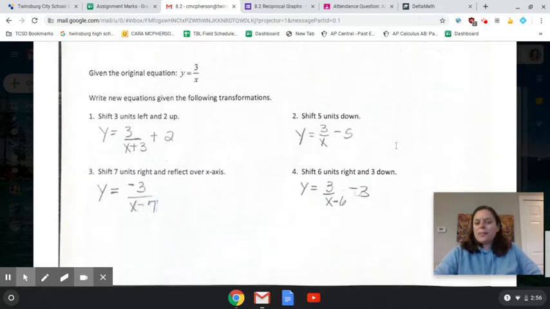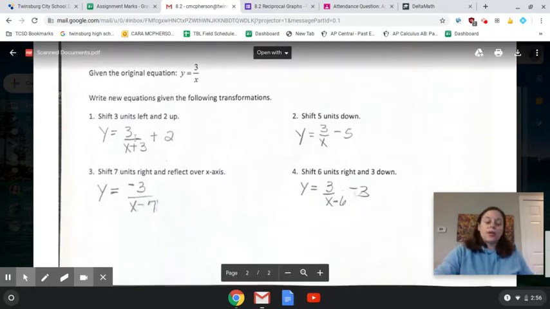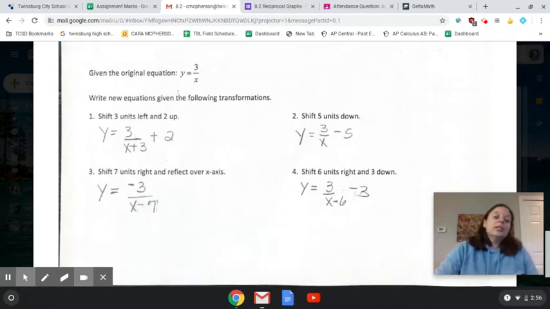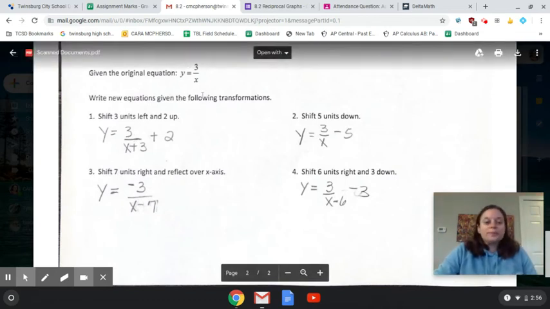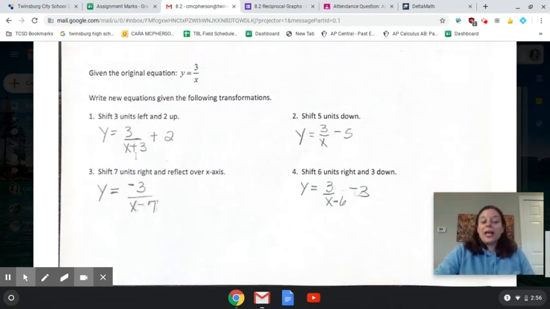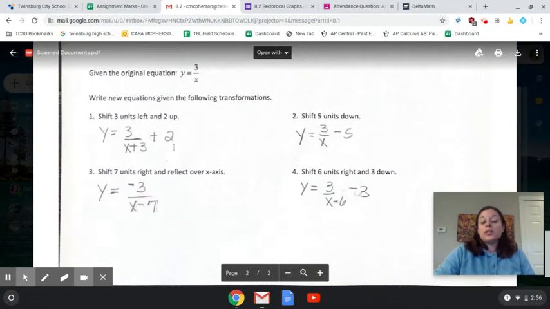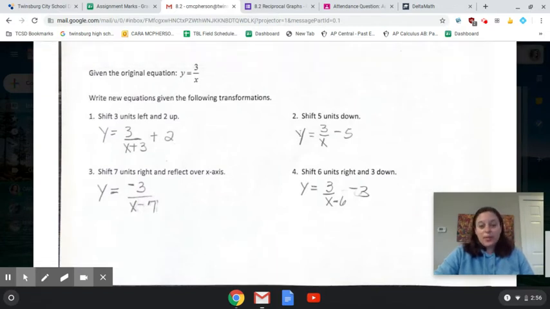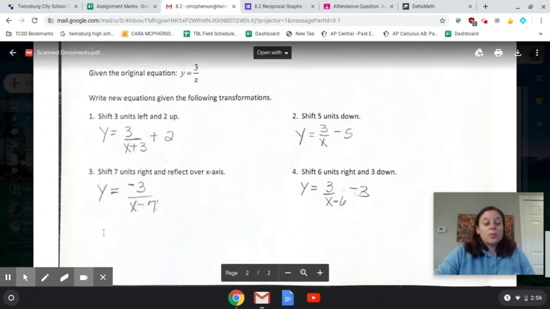These were some kind of working backwards where I was asking you to write the equation. You weren't drawing anything. So if we start, this is called the parent function. If we wanted to go left 3, we're going to add 3 to the x value. If we wanted to go up 2, we're going to add 2 at the end. This one wanted to go 5 down, so all we do is put a minus 5 at the end. We don't change the denominator at all. This one wanted to go 7 right, so we're going to do a minus 7.